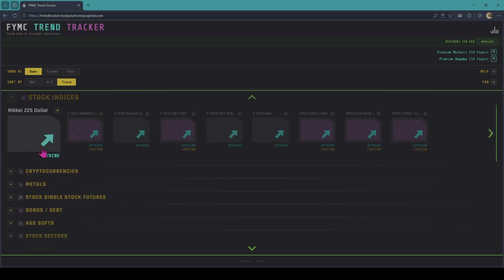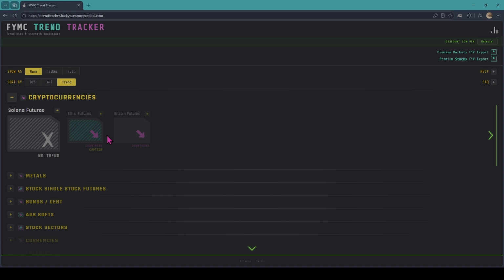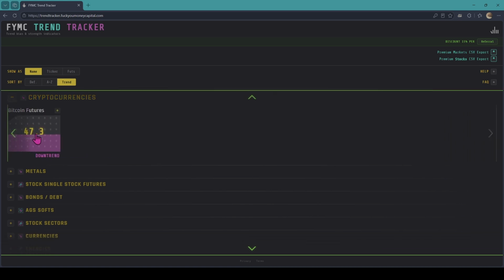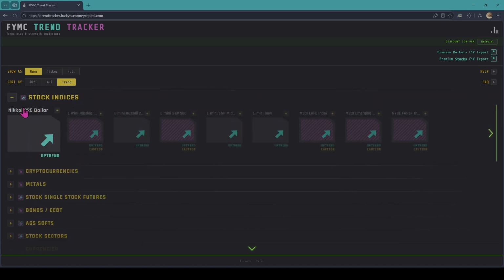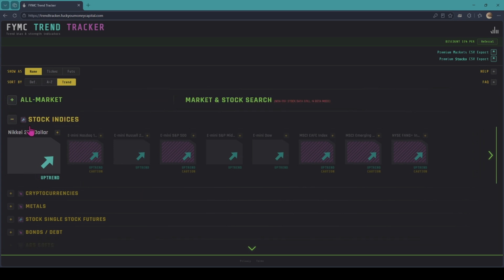Stock indexes is the highest uptrending. Cryptos are the highest downtrending. So it aggregates the scores. So you can switch that view and see what's the strongest trending markets. And then from there, look at the individual market tiles to see if it's in an uptrend or a downtrend.